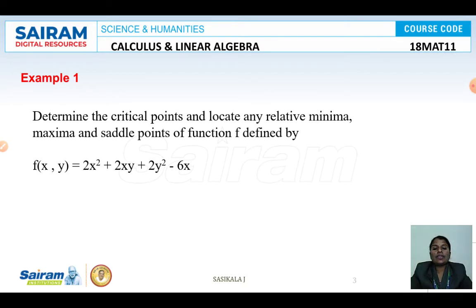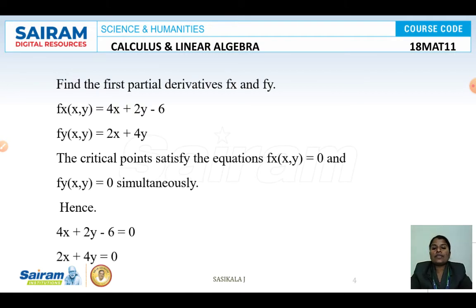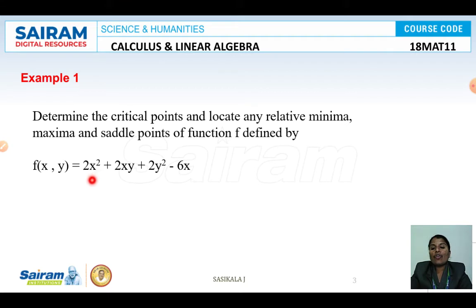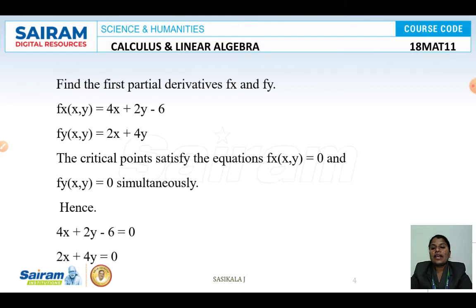Determine the critical points and locate any relative minima, maxima or saddle points of the function f defined as f(x, y) = 2x² + 2xy + 2y² − 6x. Now you can find the first partial derivatives fx and fy, because we need to find a critical point. So fx(x, y), differentiating with respect to x, is 4x + 2y, the constant term gives 0, and minus 6. Similarly fy is 2x + 4y.